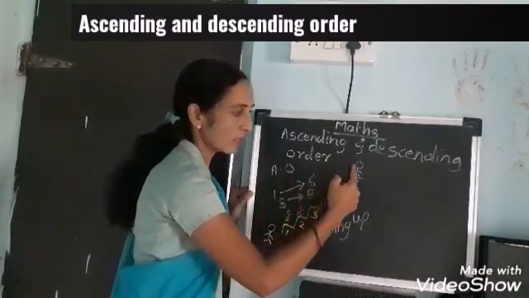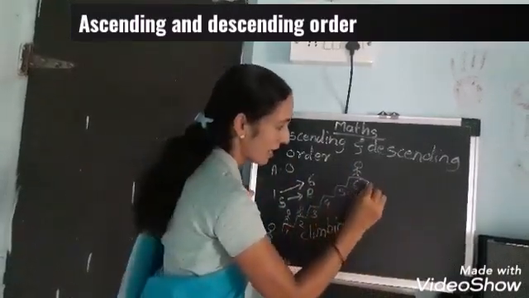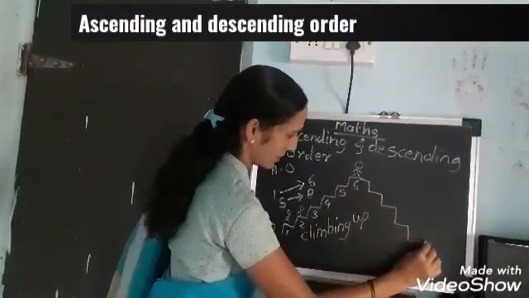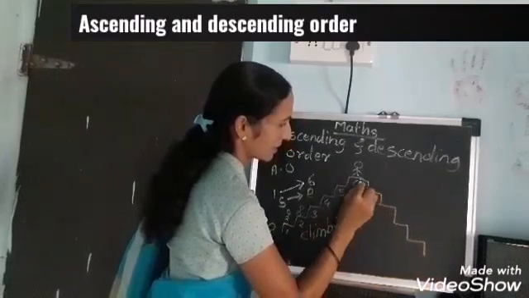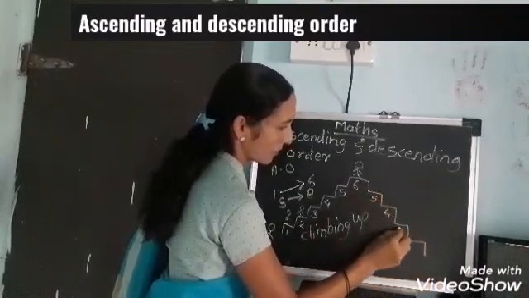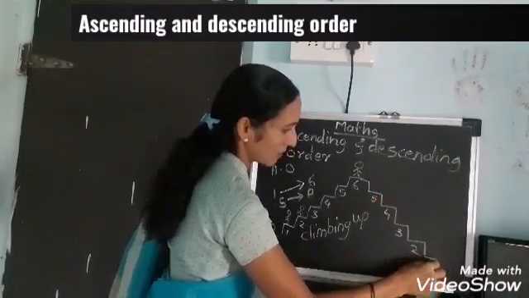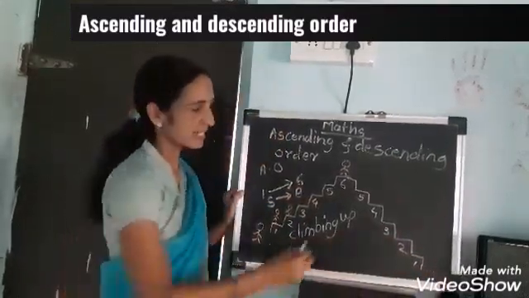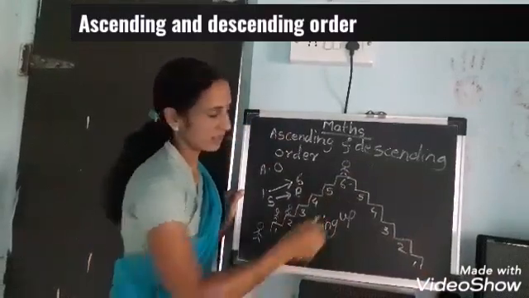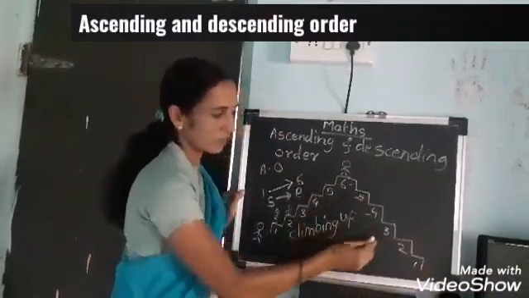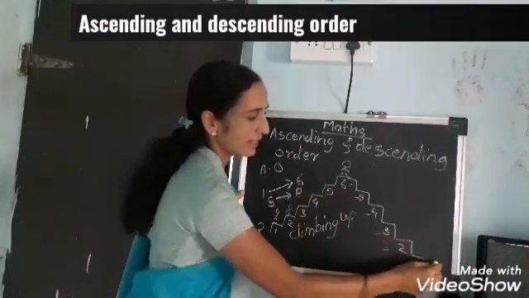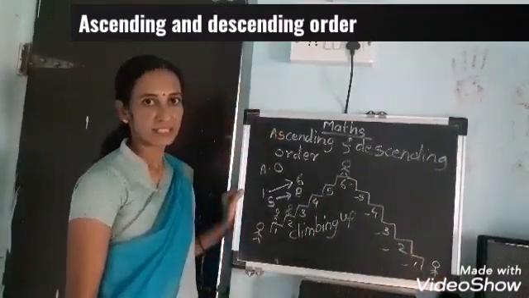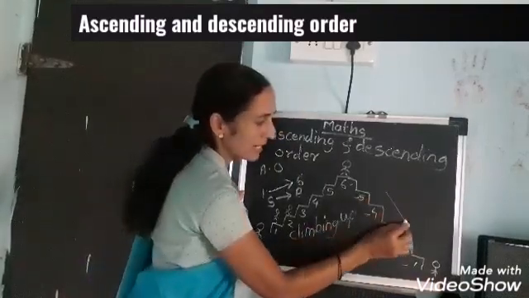Now this boy wants to come down. How will he come? The same stairs are there. See, 6, 5, 4, 3, 2 and 1. Now he wants to come down. First he has to leave the 6th stair, then 5, then 4, then 3, 2, 1. Then he will come to the ground. He will come downside. That means climbing down.